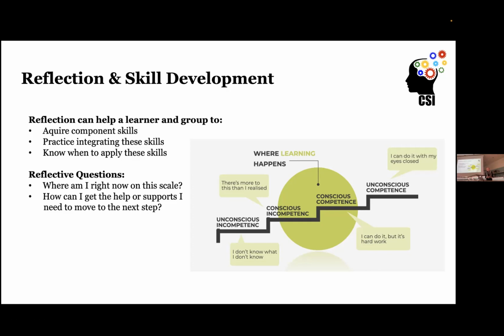But skill development takes time and is something that is best done when it's a very conscious and deliberate process, where you're aware of the different aspects and how you're making progress across them, and looking to be specific about how you can make changes along the way. So reflection can help with learners acquiring competent skills, practicing and integrating those skills, and then applying the skills so that they can make use of them.